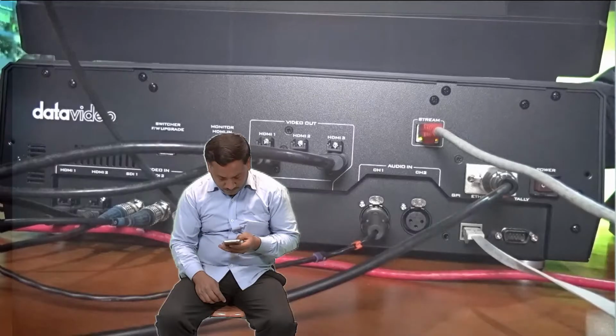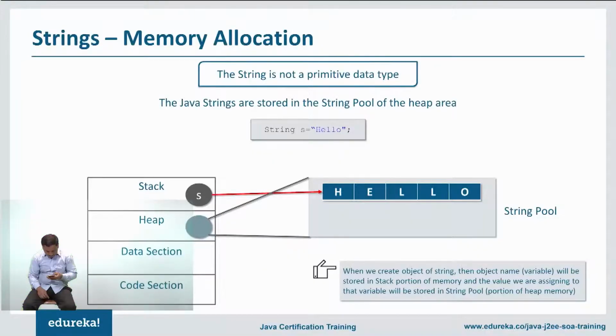String is not a primitive data type, unlike char, which is a primitive data type. It's a wrapper class to an array of characters, right? And this is specifically done so that Java has a mechanism to manage strings well, which is a widely used data type within any application or any programming language for that matter. Java strings are stored in the string pool of the heap area, which we already discussed.